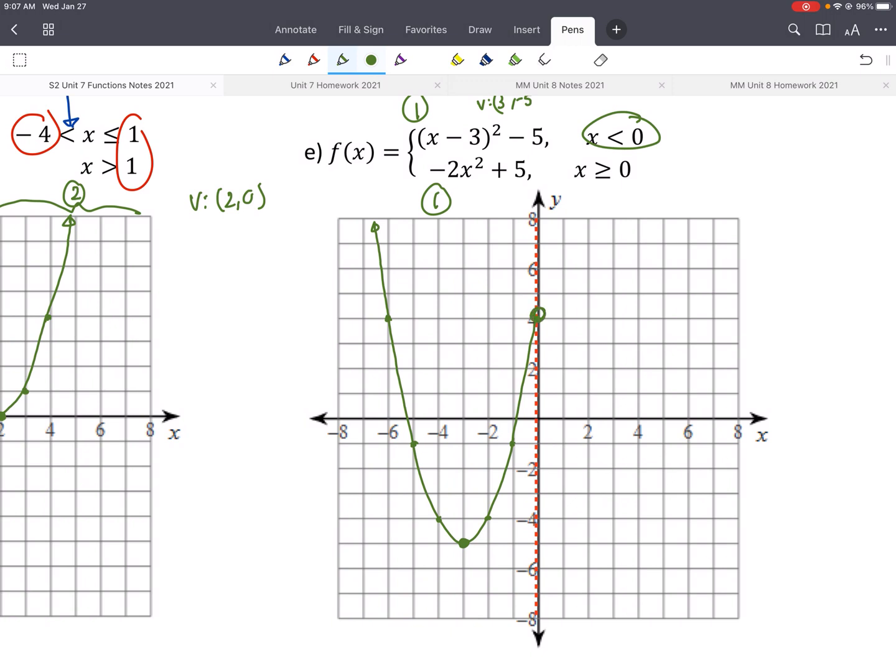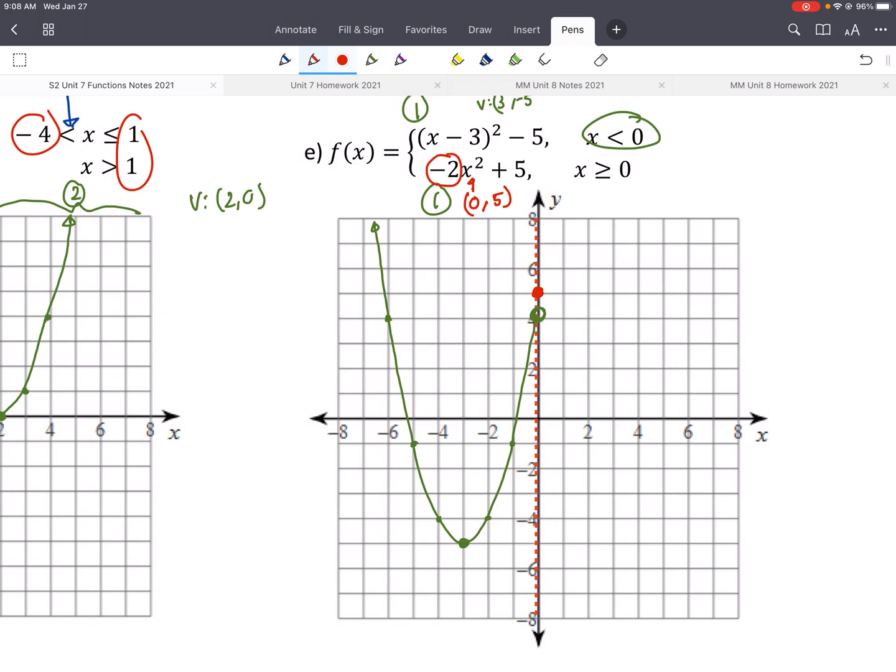And then we'll do our other equation. So this one is also in vertex form where h is 0 and k is 5. So 0, 5, which would be right here, is our vertex. If I did that right, I think so. Yes.